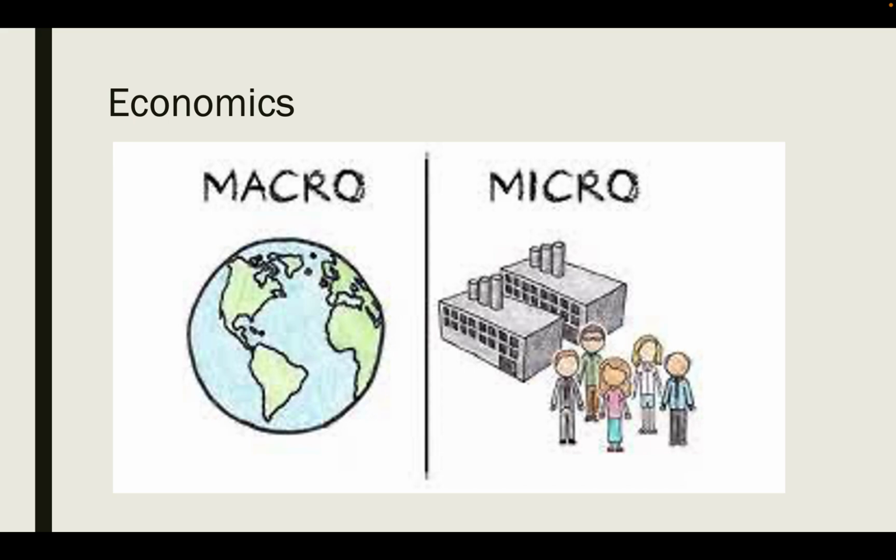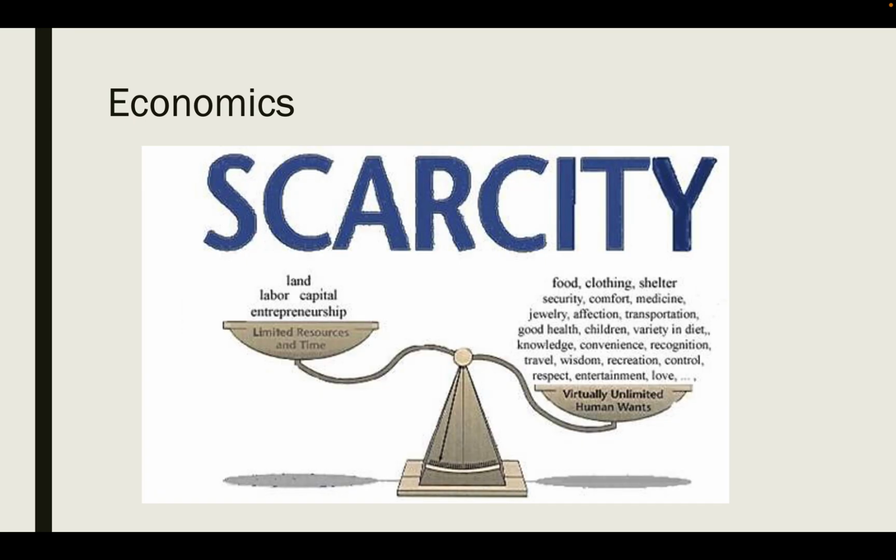So macro is the whole entire picture. It's looking at an economy as a whole for that whole entire country, versus micro, where we're just taking a small section of the economy, whether it's individuals or businesses, and studying it. We need to look at this idea of scarcity. Scarcity is the basic economic problem that everyone faces. We face it at the macro level, so every country faces scarcity. We face it at the business level, businesses face scarcity, and we face it at an individual level, so all individuals have to deal with this idea of scarcity.